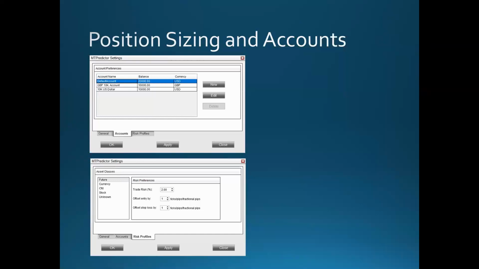Just a quick look here. In our preferences, you can set up different size accounts, different currencies as well. You can also set what risk you want to use for them. So you can say you want to trade 2% on a future. If you wanted to say stocks, you might want to put that down to 0.05, i.e. 0.5%, or 0.01, because obviously stocks can't trade as much as futures. So you can set that yourself, and it allows you to do that.